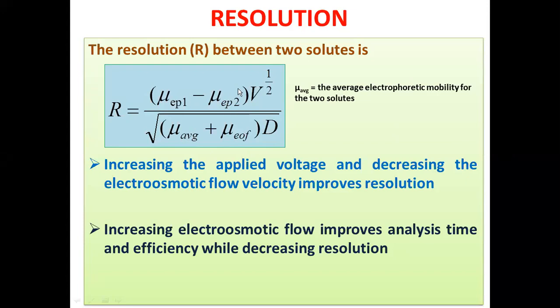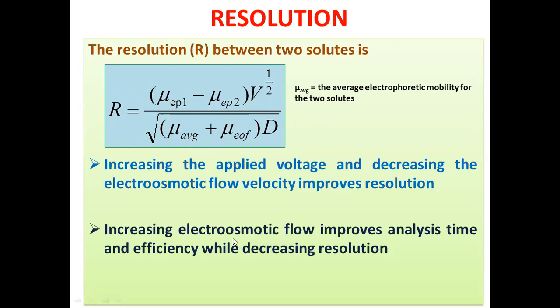So this is the expression we will use to calculate the resolution. Resolution can be denoted as (nu EP1 minus nu EP2) into V to the power of half, divided by square root of (nu average plus nu EOF) into the diffusion coefficient of the solute. So if you simply increase the voltage, resolution can be increased. And if you decrease the electro-osmotic flow, resolution can be increased. So resolution is directly proportional to the voltage and inversely proportional to the electro-osmotic flow.